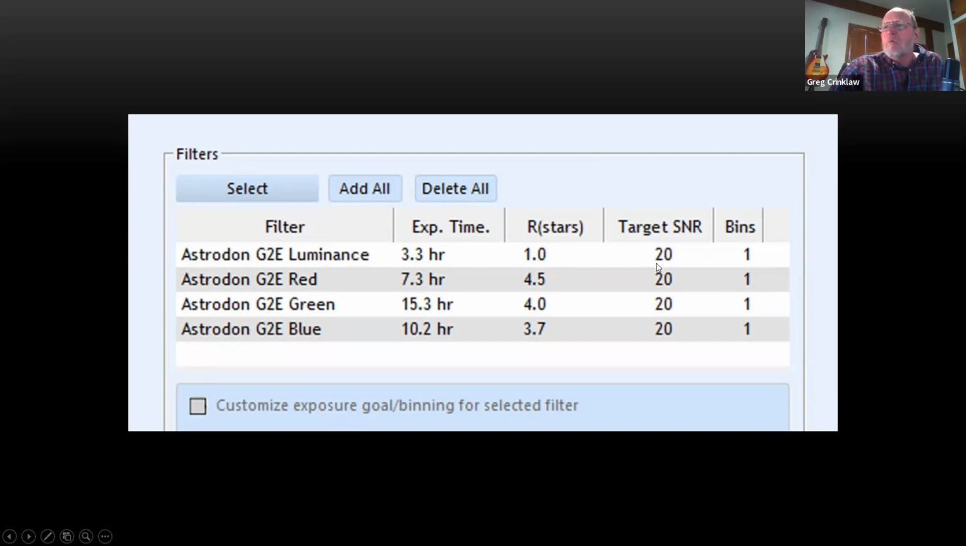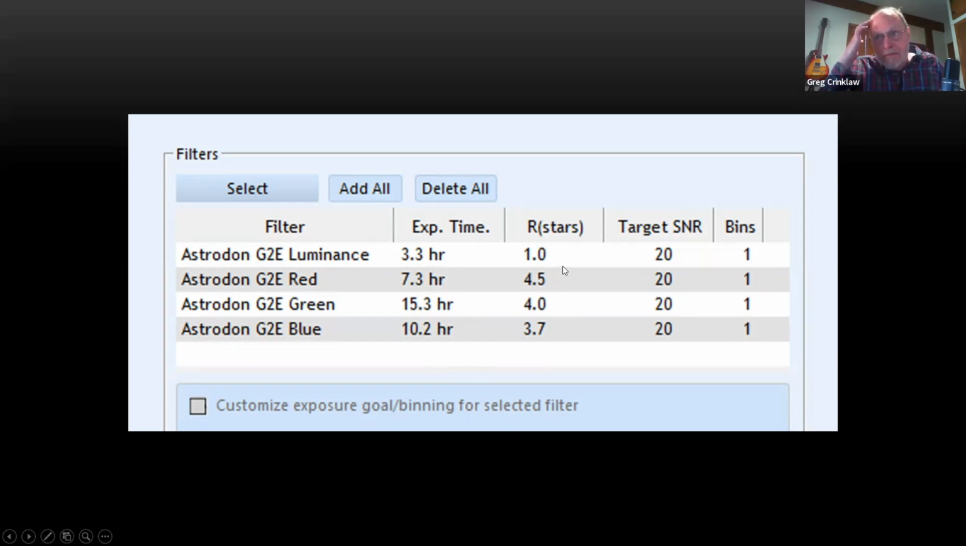And the software will help you with those things, with definitions. It means it's going to take 3.3 hours in just the luminance, and in the other filters, it's going to take much longer. And one thing you can do is use 2 times binning on the other filters, which will bring them down closer to the luminance. That's just one technique. This can tell you what effect that's going to have. But I really wanted to look at this R stars column.